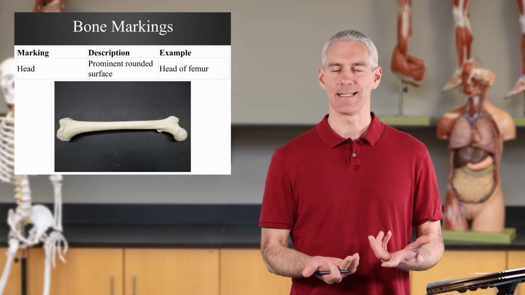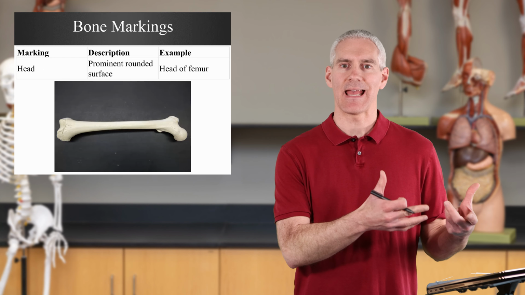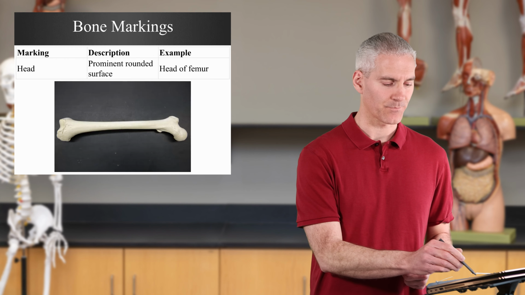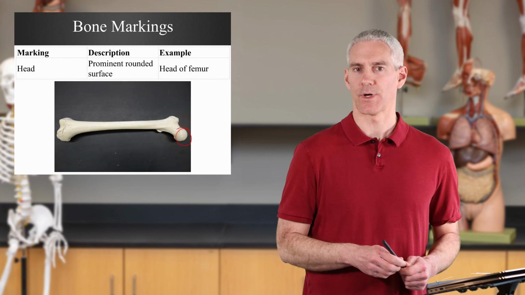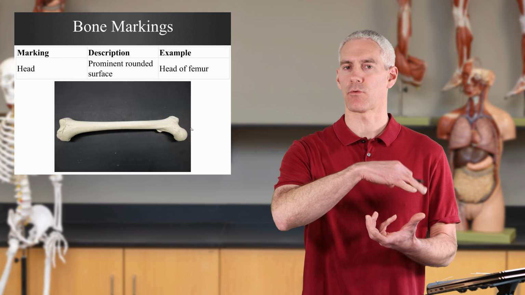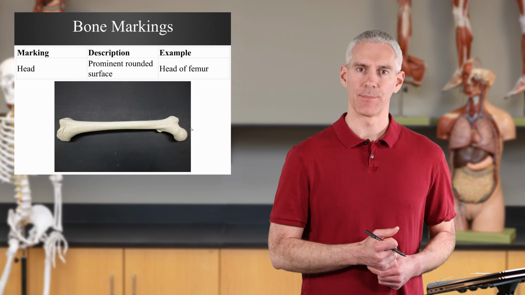The term head. The bones can have a head, as in the head of the femur or the head of the humerus. The head is this portion right here. Usually the head is going to be something that's protruding and rounded. So the head of a bone.